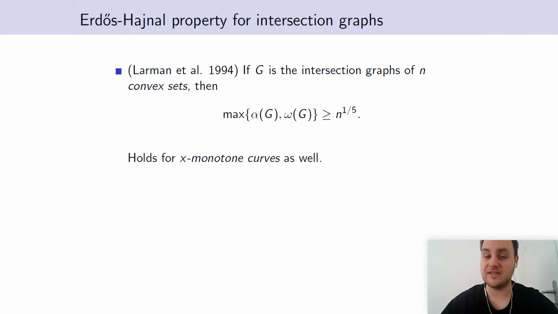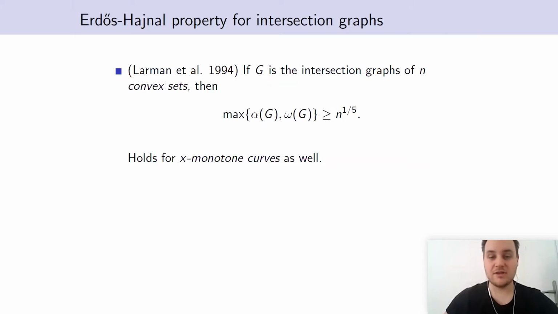When I say curve, I will always mean just the image of a continuous function into the plane. You can just think of curves as scribbles drawn on the plane. I say that a curve is x-monotone if every vertical line intersects it in at most one point. So you can think of them as just drawings of functions.